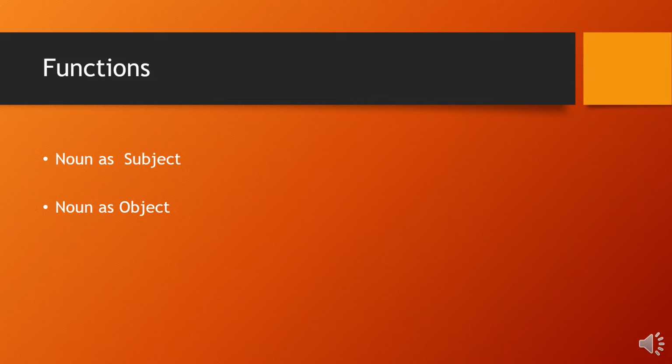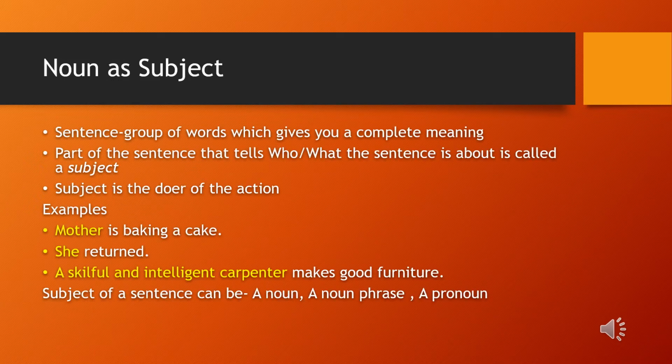So in this chapter, we need to see the functions of a noun as a subject and how noun can function as an object in a sentence. Noun as subject. To know how noun can function as a subject, we need to know what a sentence is. What do you mean by a sentence? Sentence means a group of words which are put together and that will be giving you a complete sense. We will get a complete meaning from a sentence.